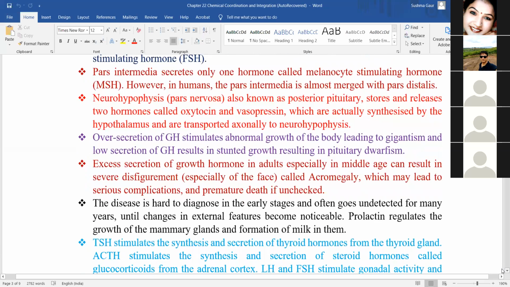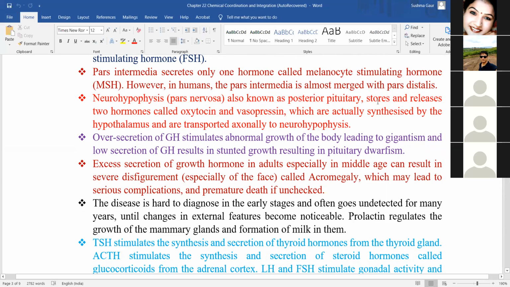Try to make a flow chart for this. Your pituitary gland, we can say pituitary hormones will be divided into two portions: adenohypophysis and neurohypophysis. Then divide adenohypophysis into two, pars distalis and pars intermedia. Right under pars distalis, which hormones it will be secreting, and which hormone pars intermedia will be secreting. And then on the next side make one flow chart also that the second portion is neurohypophysis, and it is also known as posterior pituitary.